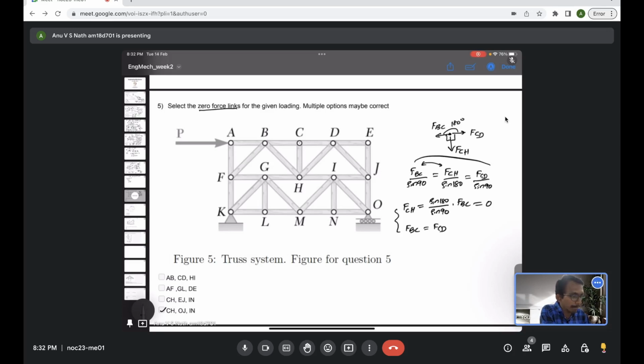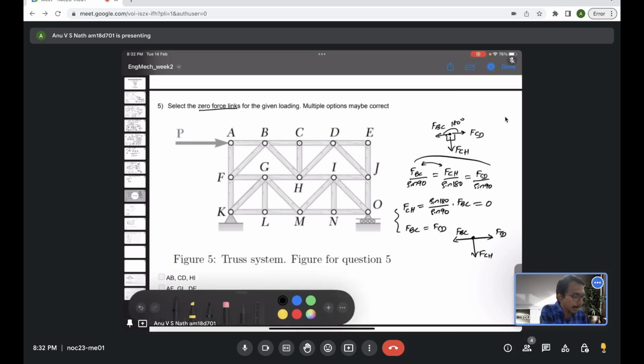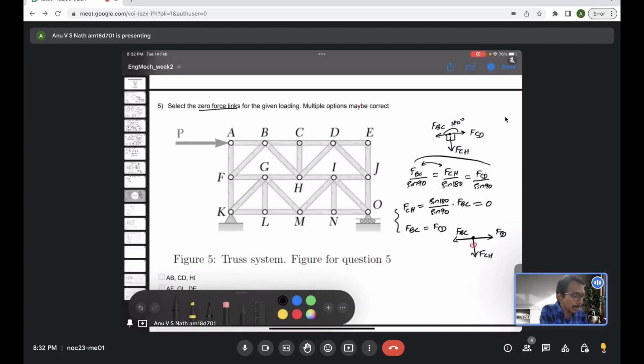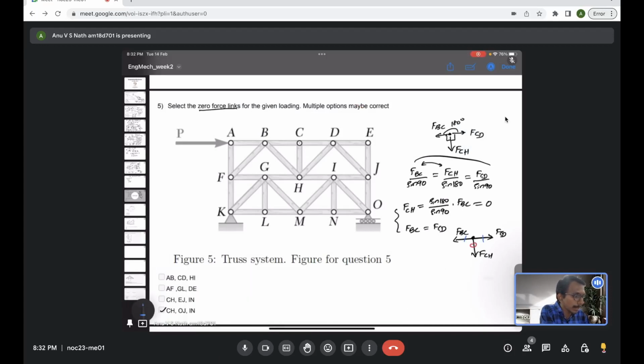So from this, what is your inference? You have this kind of setup, three forces. You have FBC here, you have FCD here, and FCH here. Your inference should be FCH should be 0. And if FCH is 0, then FBC and FCD should be equal and opposite. So basically what I want to say is CH is a zero force member because FCH is 0.